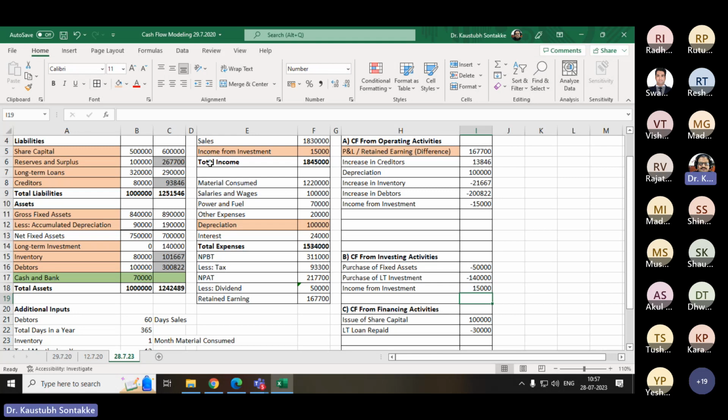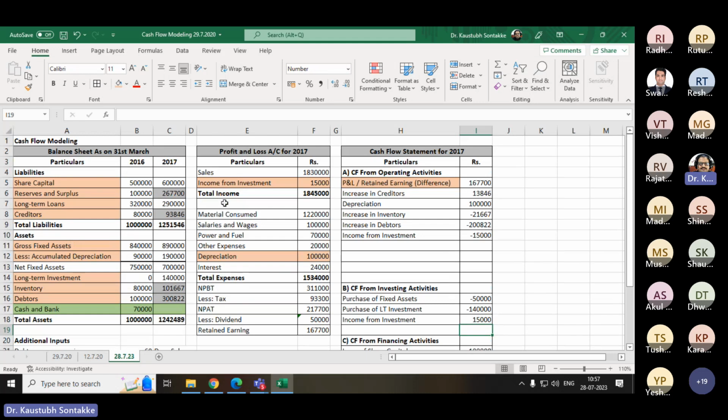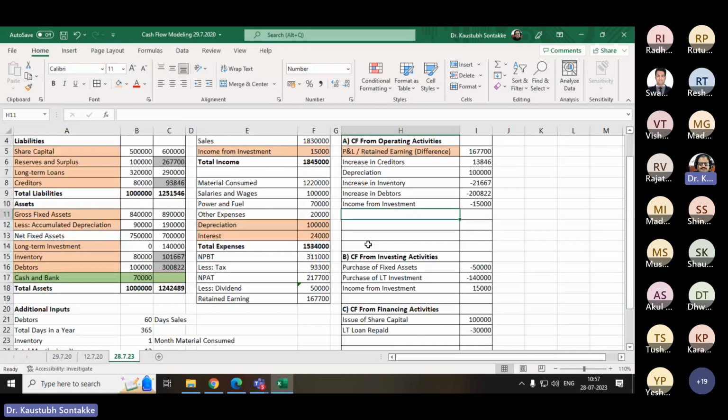Come to the other items on profit and loss account. Further, material is correct, salaries, wages, power and fuel, other expenses correct, depreciation is done. You can see interest paid. I have deducted it from profit and loss account, but that's not an operating expense as far as cash flow is concerned. That is financing expense. So I will add back interest in operating activity and less from financing activity. Same thing, add it once, minus it once. So we will do that.